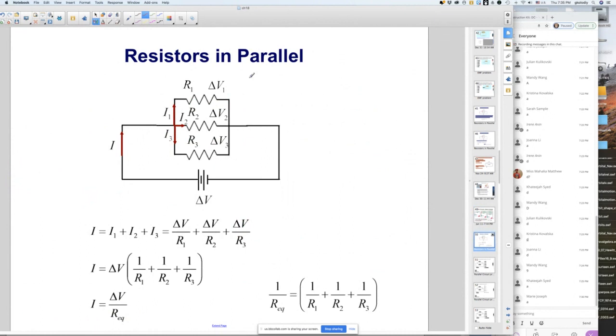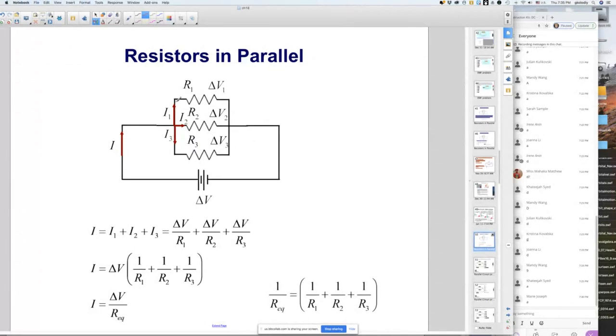So we'll come back here. I left you off here last time when I was talking about parallel resistors. So we know that all the currents have to add up. I1 plus I2 plus I3, the sum of them, is equal to the total current. The voltage across each of these resistors is the same. So the first one on top is going to be delta V divided by R1. This one will be delta V divided by R2, and this will be delta V divided by R3.